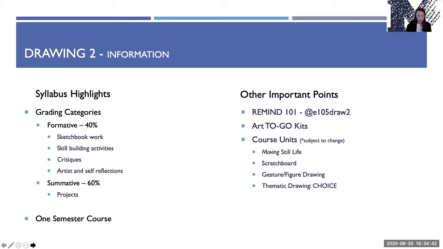Drawing 2, again, has the same information as far as grading categories, and it is a one-semester course. Drawing 2 has its own unique Remind 101 and its own unique Art to Go kit. The units for Drawing 2: currently we are starting our Moving Still Life. This is a really interesting drawing. It uses multiple drawings that will be combined together, and again, we're getting that started this week.